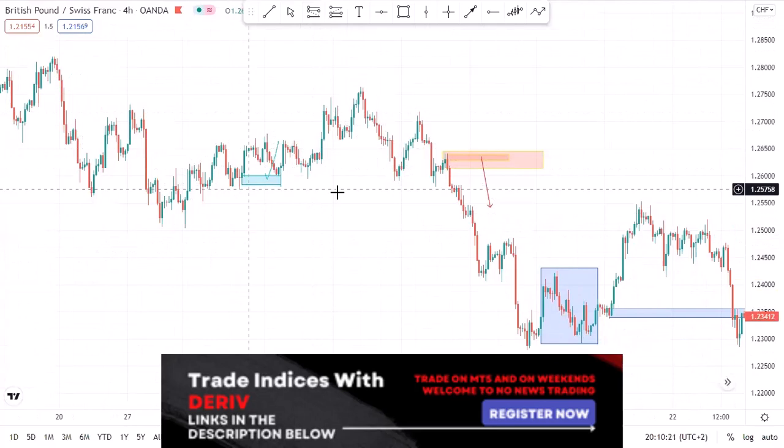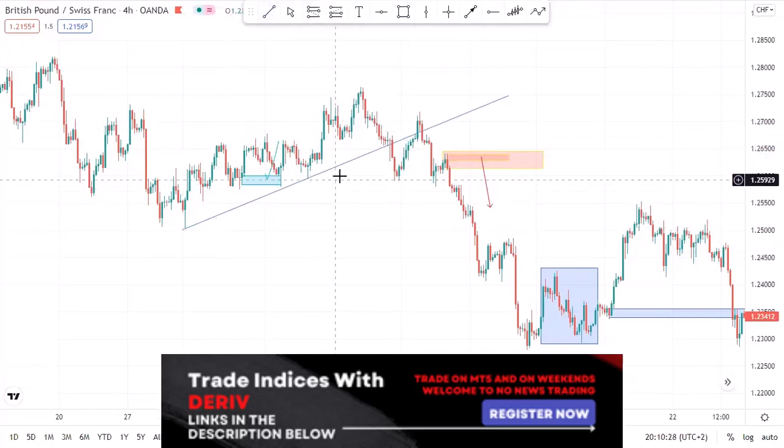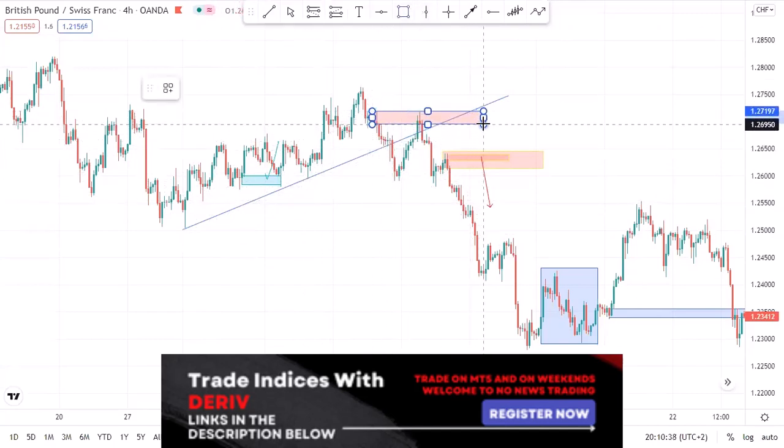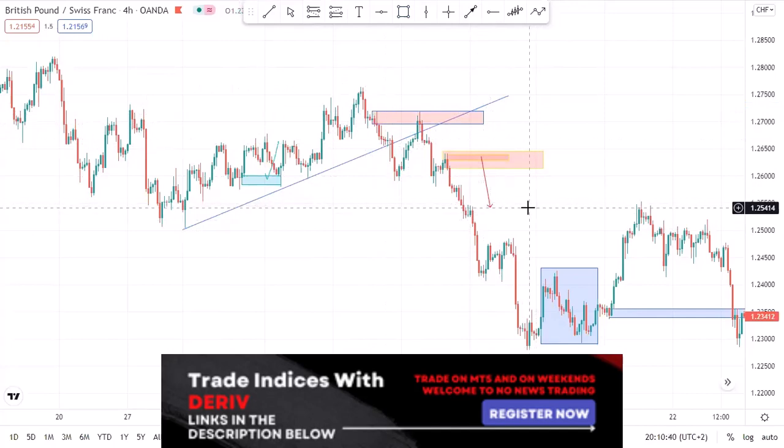These are all mitigated, so you can just draw your trend line, just to see this break. So all the mitigation that was happening in this, we are past that now. Then you mark your order block like that. Then you go down and do the trick.